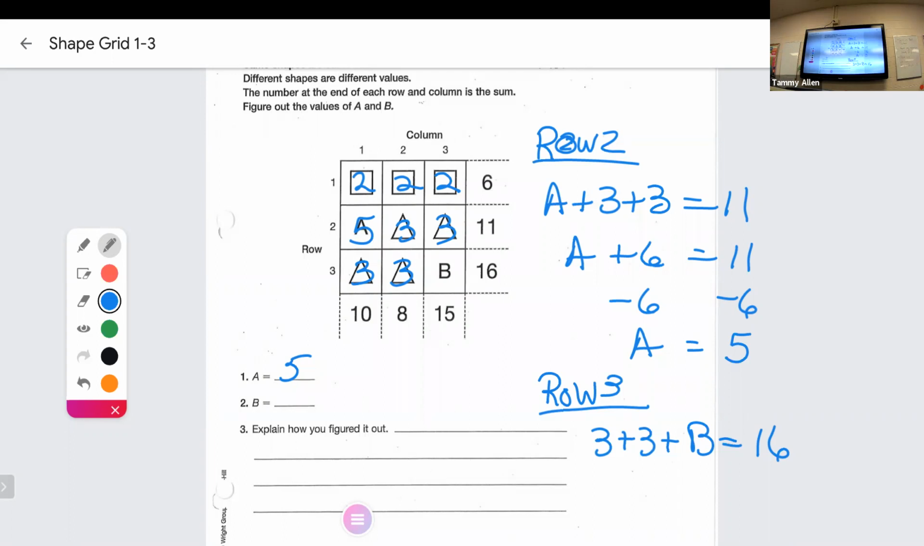What do you think the next step will look like? 6 plus b equals 16. Good. And what do we do next? What do you think? Subtract. 3 plus, oh, look again. Not 3 this time. 6, because we want b to stand by itself. Good. And b is equal to 10.